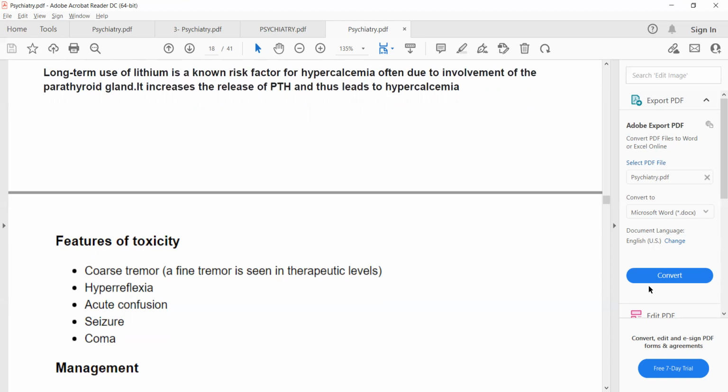Hyperreflexia, acute confusion, seizures, and coma. All these symptoms occur because lithium interferes with neurotransmitter transmission. That's why the person will develop coarse tremor. All the symptoms are CNS symptoms because lithium acts on the nerves mainly. That's why the features of toxicity will include CNS symptoms such as coarse tremor, hyperreflexia, acute confusion, seizure, and coma.